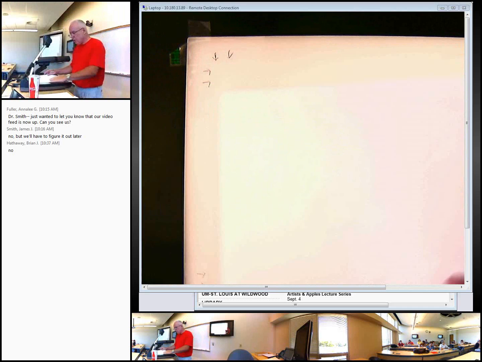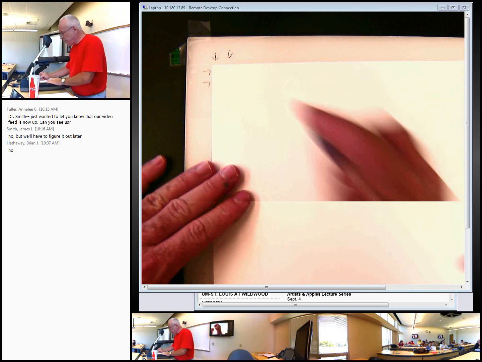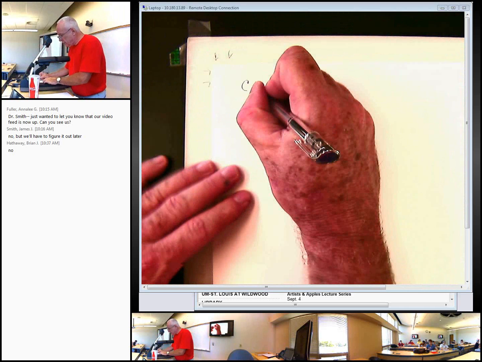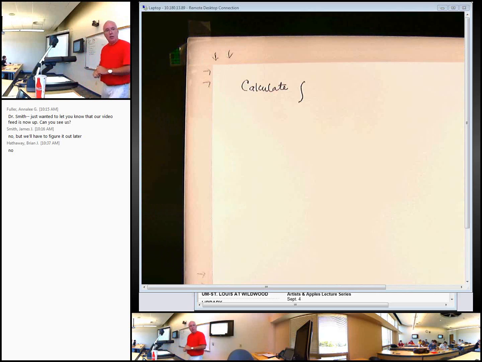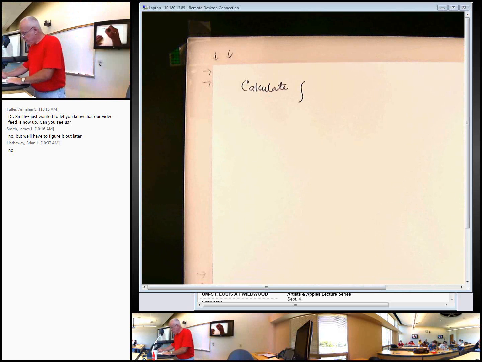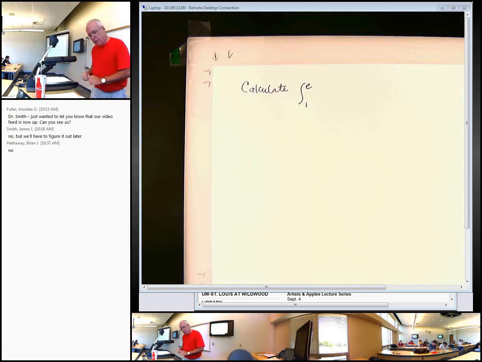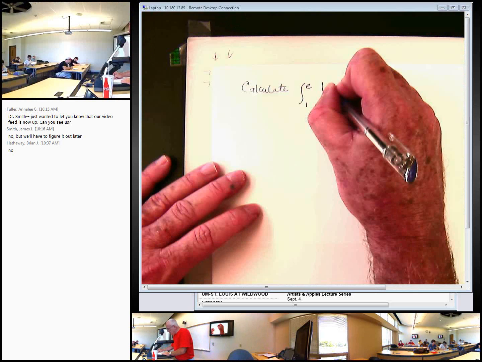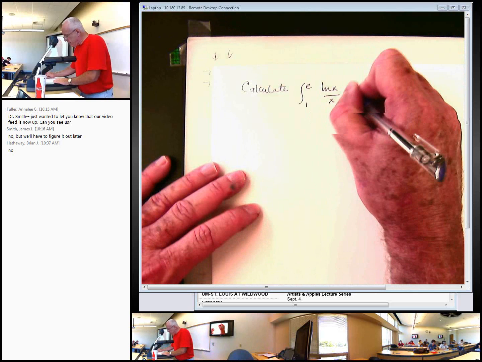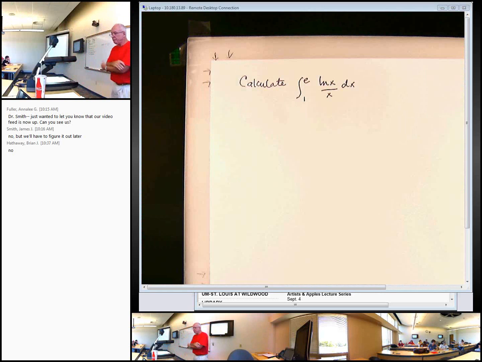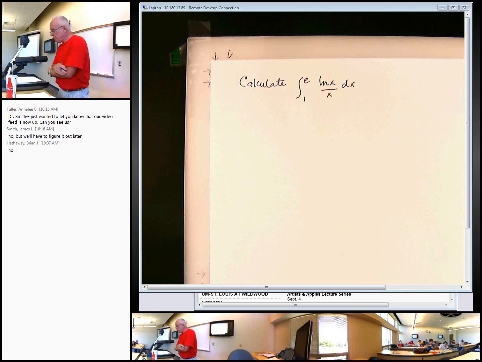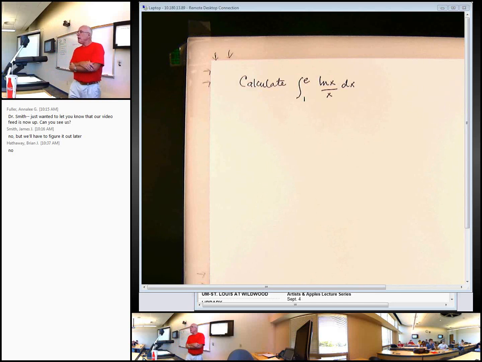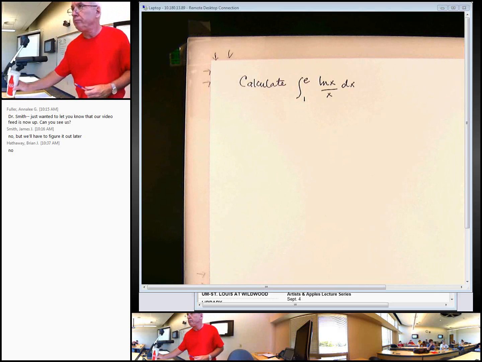All right, let's just move on ahead here then. Let's do another substitution here. Let's calculate, and we'll do a definite integral here from 1 to the number e of ln of x divided by x dx. Okay. So we're going to need to do a substitution with this. What do you suggest as for what we might want to set our u equal to in this one?